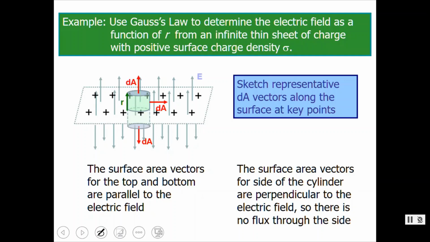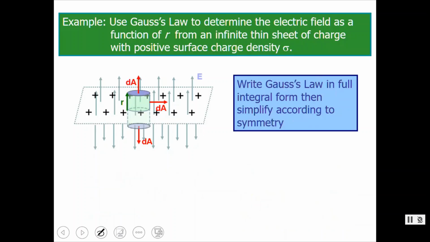There's going to be no flux through the sides because the E is going to be perpendicular to dA. Even if I had chosen a point over here, that would be perpendicular. Even if I had chosen a point here, that would be coming straight out of the page at me. The electric field would still be perpendicular. So the sides have no flux.